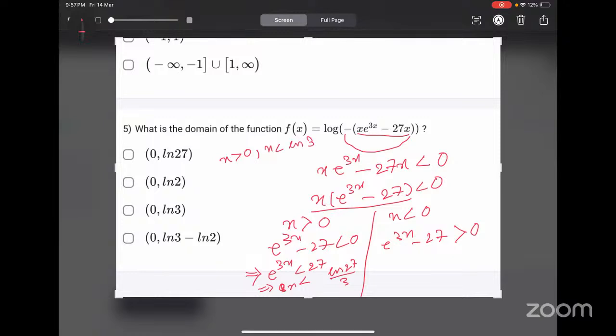Yeah. Let us check the second option. Here we will get x less than 0 and x greater than ln 3, right? But together this is not possible. Yes, ma'am, so that we can eliminate. So we will get this: 0 to ln of 3.